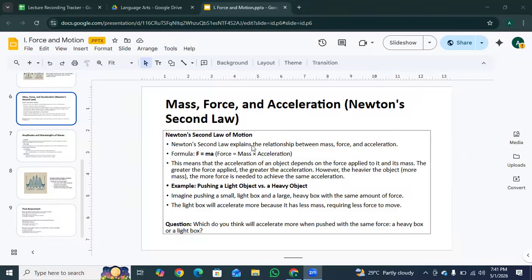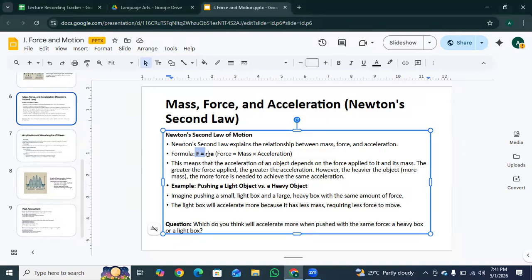Hey students, so the next topic is mass, force, and acceleration, which is Newton's second law. Newton's second law of motion explains the relationship between mass, force, and acceleration. Here we have the formula F = ma. F stands for force, m stands for mass, and a stands for acceleration.